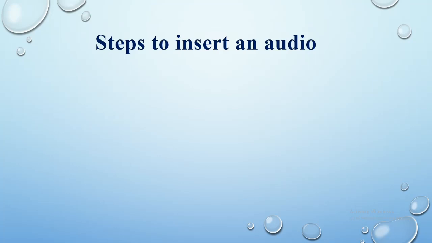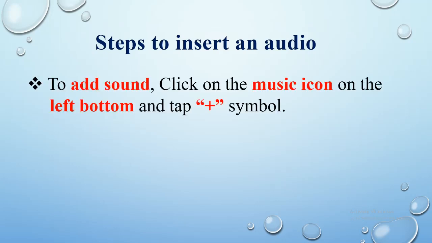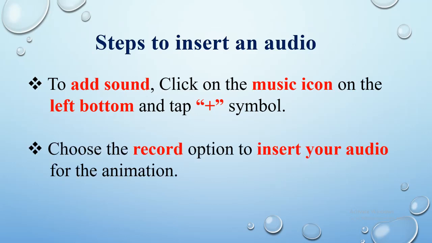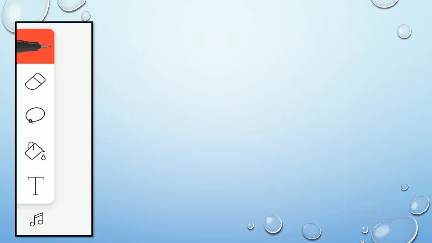Steps to insert an audio. It is an important portion of your session. How to insert an audio. To add sound, tap the music icon that is present at the left bottom and tap the plus symbol. Choose a recorder to insert your audio for your animation. I just show with the help of a screenshot.